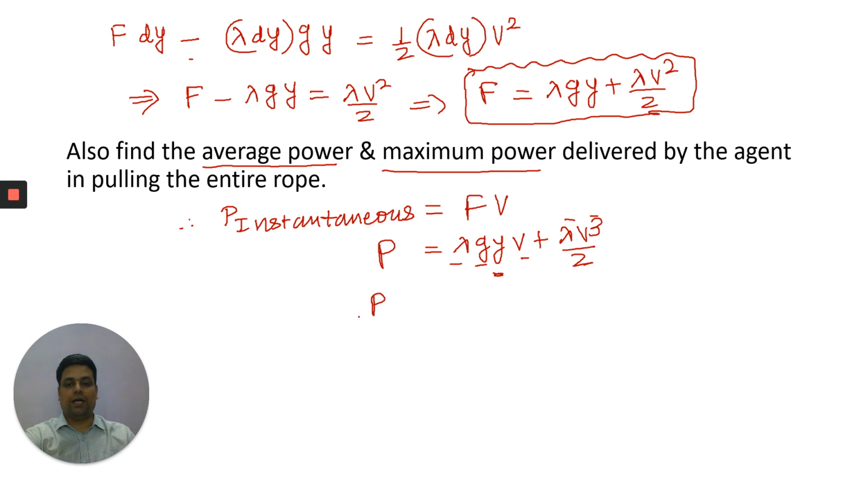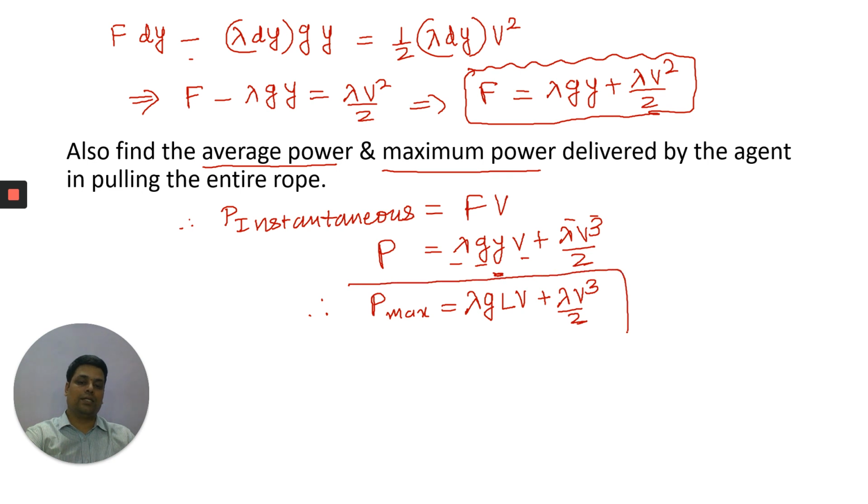So for P max, we are finding P max. Therefore, we can put the maximum value for y. The maximum value for y is the length L. So when you are completely bringing up all the rope to the vertical at that instant, you are delivering maximum power. This is the expression for maximum power, and you need to find the average power.